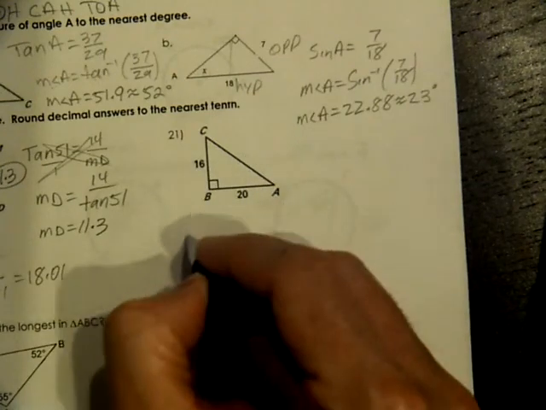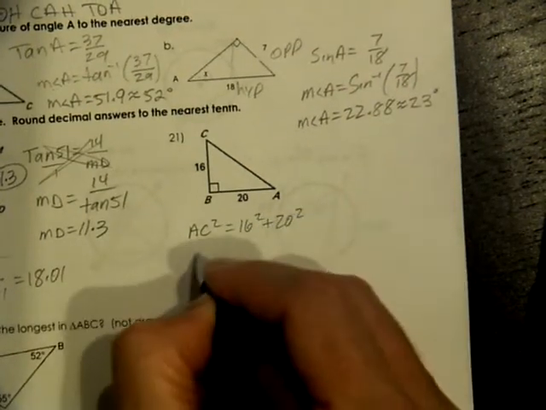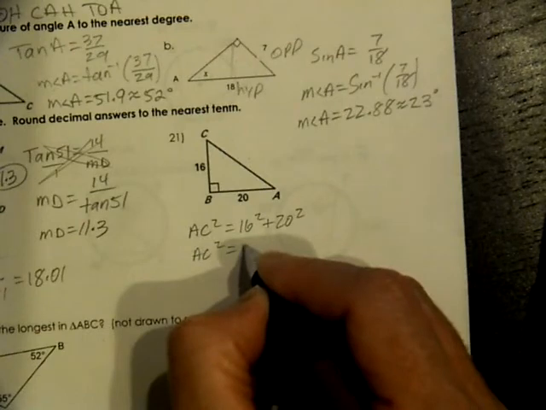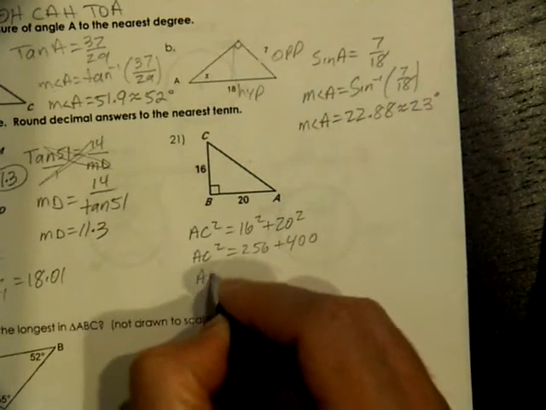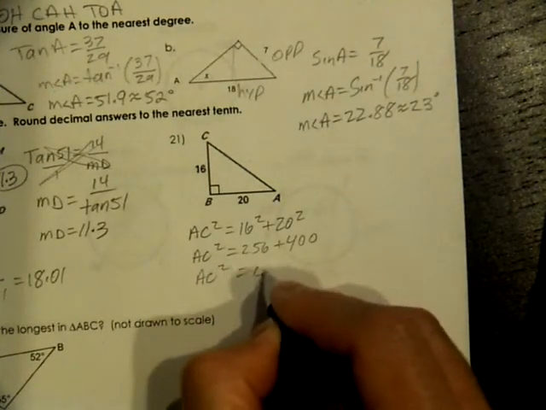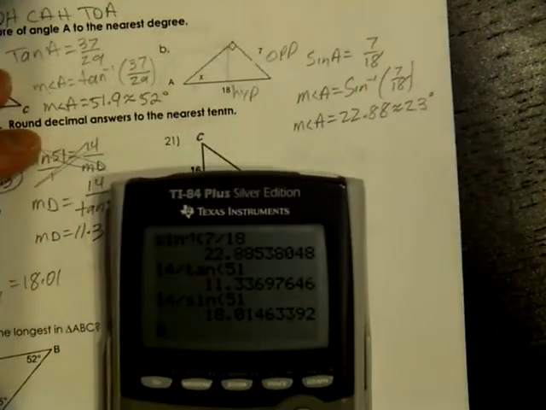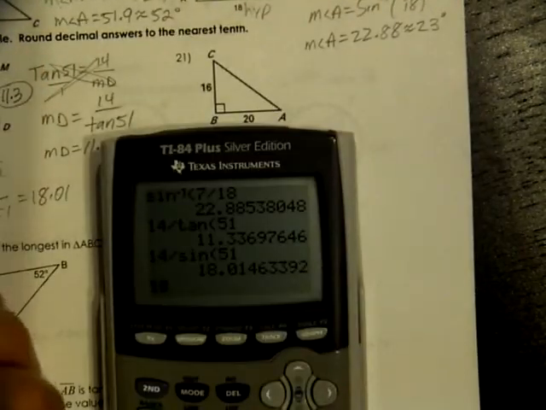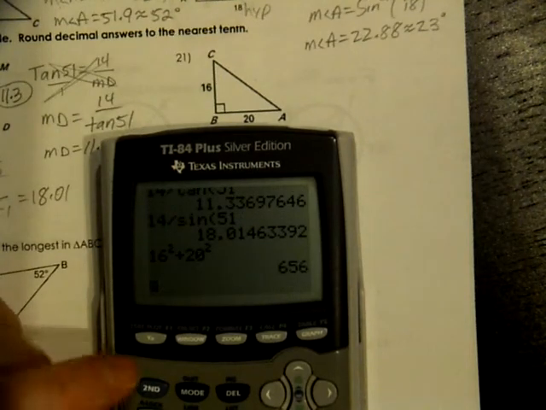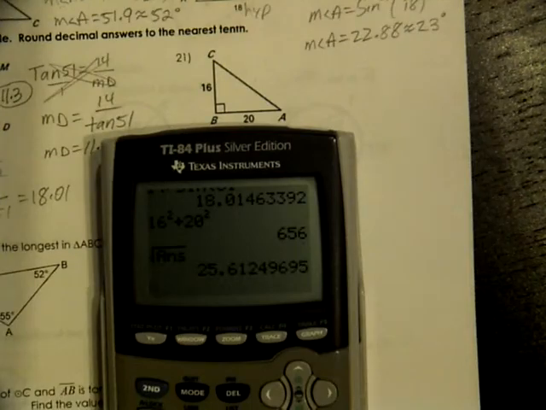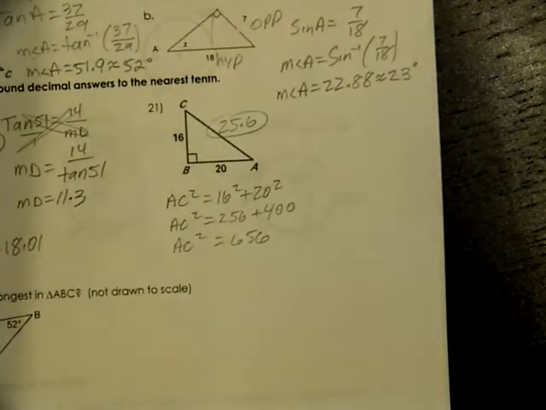So here we can do Pythagorean theorem. So AC squared equals 16 squared plus 20 squared. So AC squared equals 656. Say we can round to the nearest tenth. So let's just test that all out. 16 squared plus 20 squared, and take the square root of our answer. That gives us 25.6. That makes sense because the hypotenuse is always the longest side.